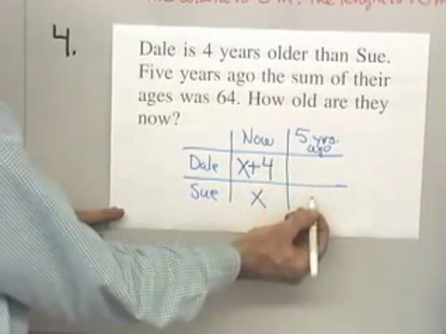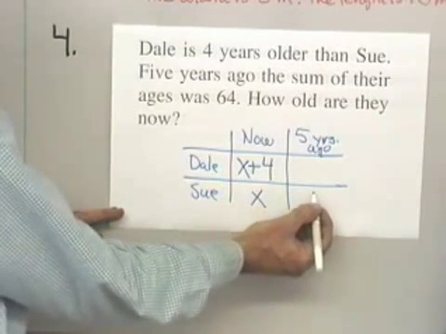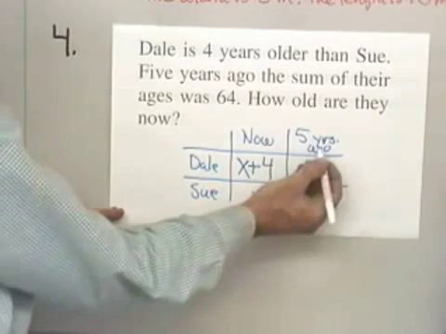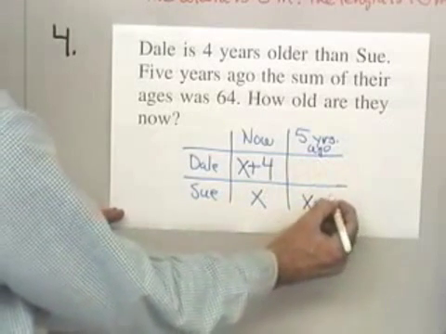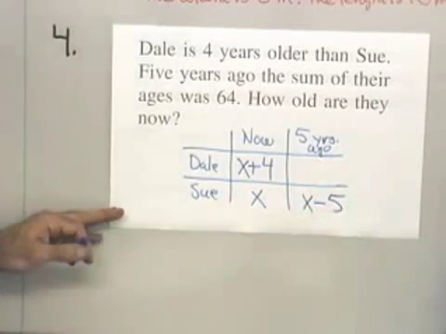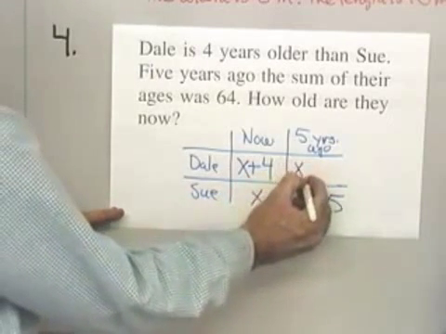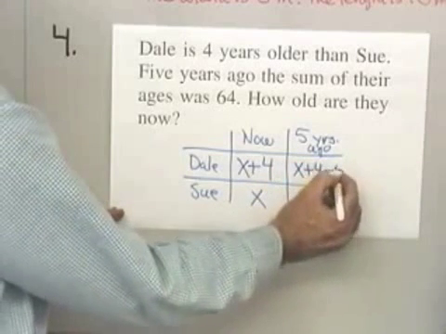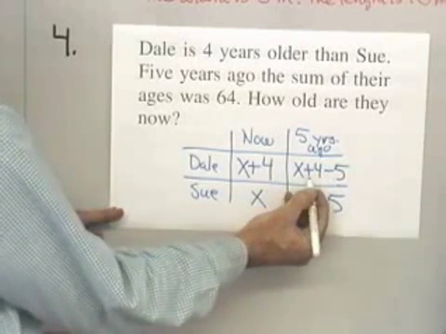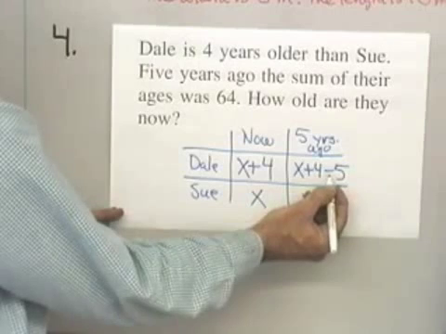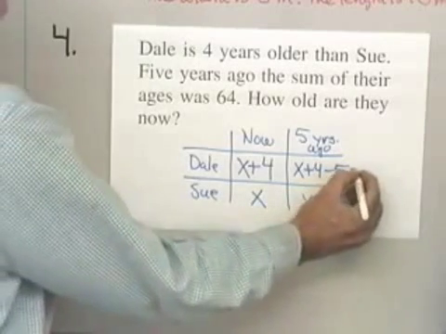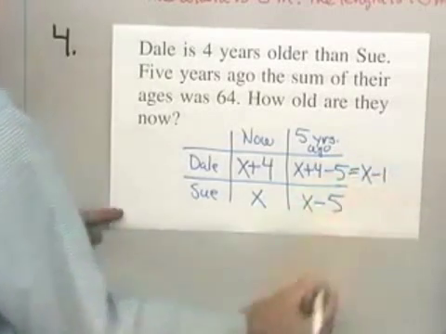Now, these two boxes in the table I can fill in this way. This is Sue's age now. 5 years ago, she was 5 years younger. So I subtract 5 from her age now to get her age 5 years ago. Likewise, the same thing with Dale's age. He's x plus 4 years old now, minus 5 is his age 5 years ago. So this comes out to be just x minus 1.